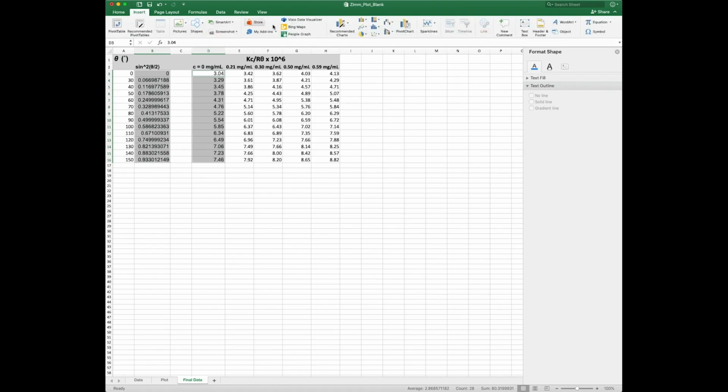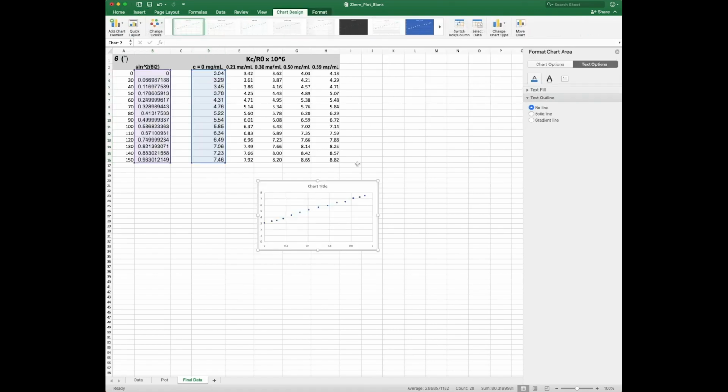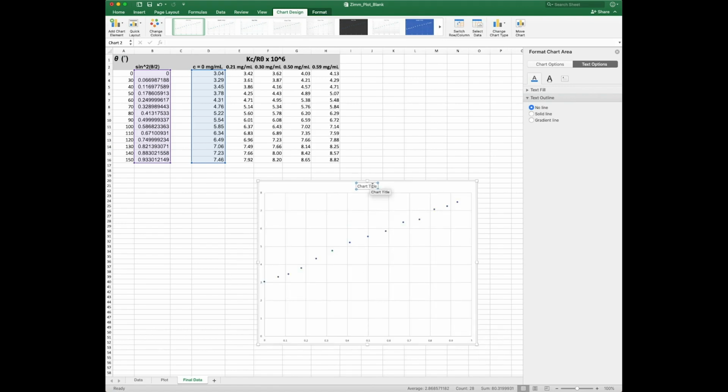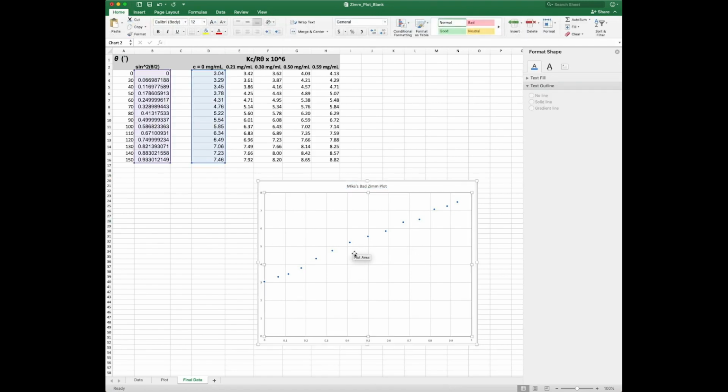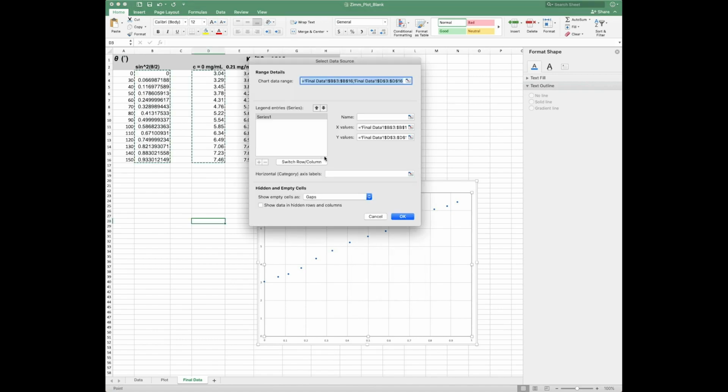So I'm going to insert this, new graph. I'm going to blow this up, and I'm going to label this actually. I'm going to call this Mike's Bad Zimm plot. You're going to see it's not actually that good. So here it is. And this was here for 0 milligrams per milliliter polymer concentration.